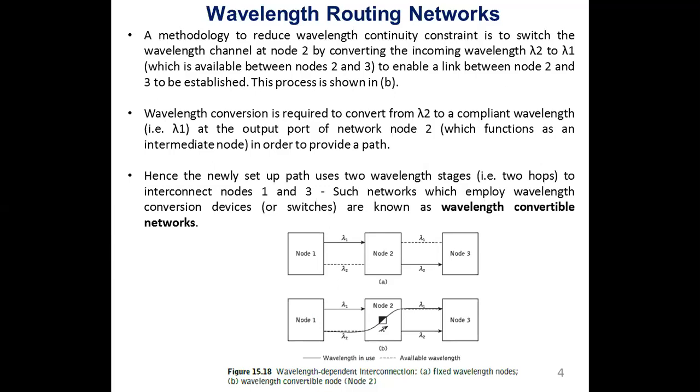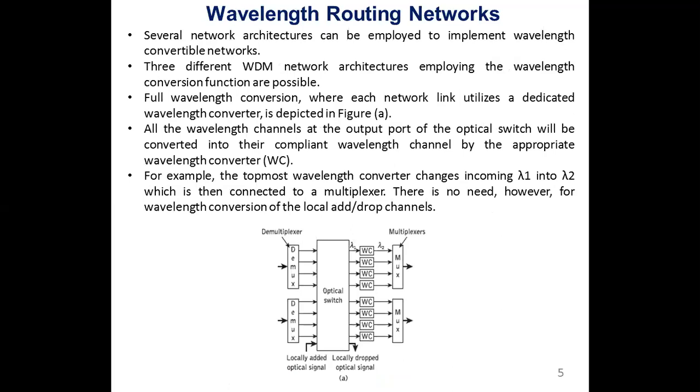So the newly set up path uses two wavelength stages, that is two hops, to interconnect node 1 and 3. And this kind of a network will employ the wavelength conversion devices, and these are known as the wavelength convertible networks. So obviously the wavelength convertible networks could be preferred because you can use or share the wavelength. However, the cost of the network will increase because you are requiring wavelength converters, and these devices are expensive. So for the wavelength routing network, several network architectures can be employed. The three different architectures can be used, and these will employ the wavelength conversion function.